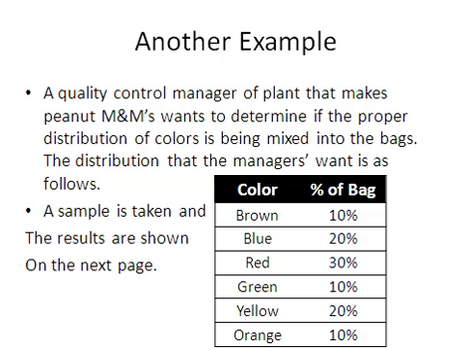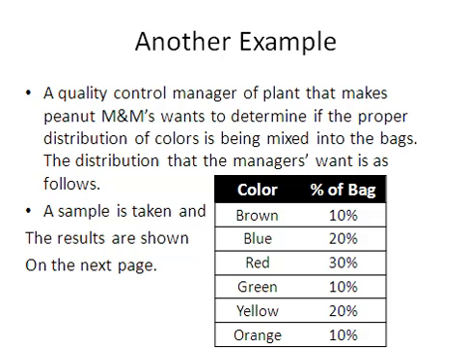Okay, another example of the chi-squared goodness of fit test. And I have it here, and you might want to pause the slide and read it. The quality control manager of a plant that makes peanut M&Ms wants to determine if the proper distribution of colors is being mixed into the bags.